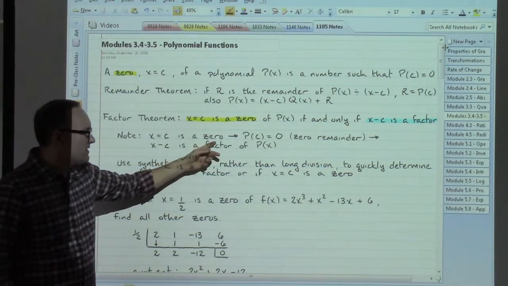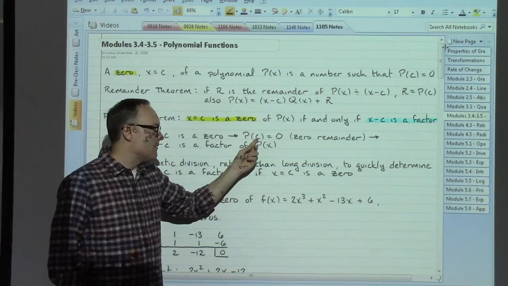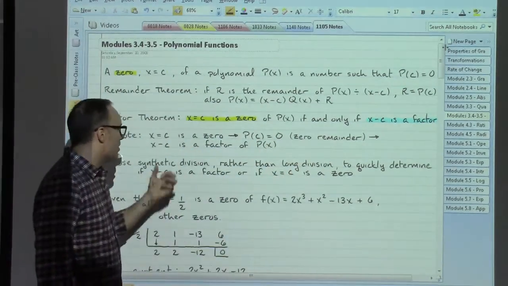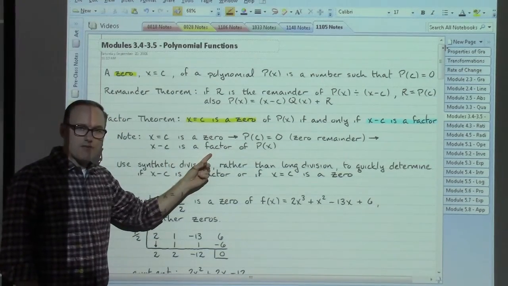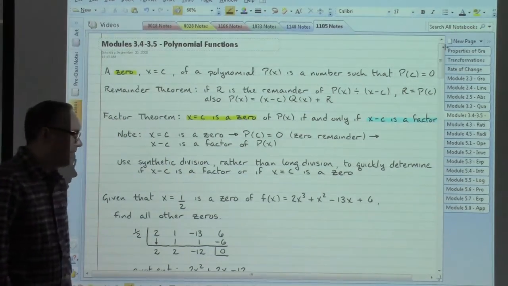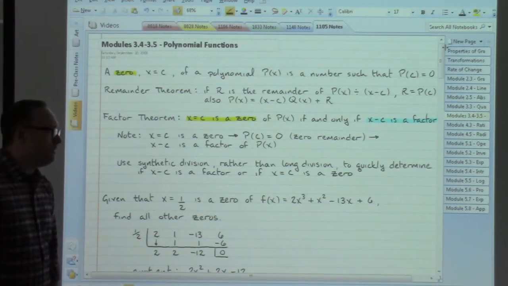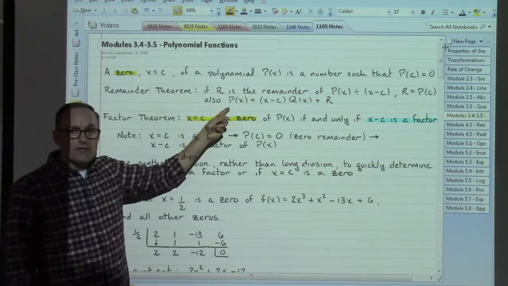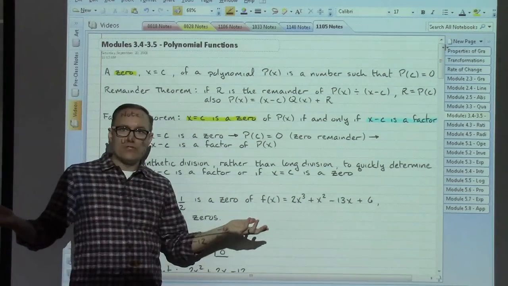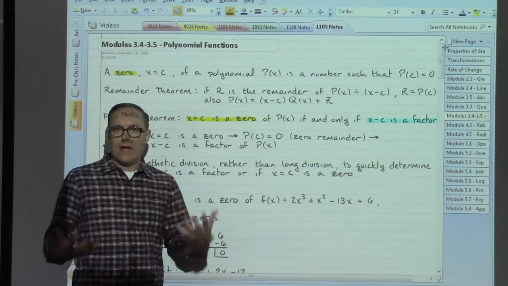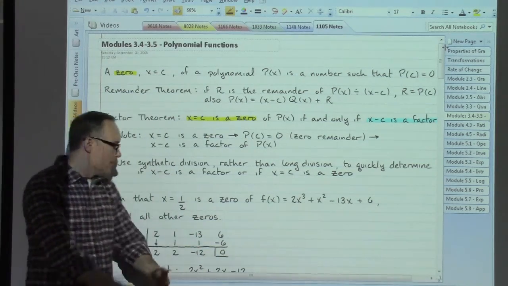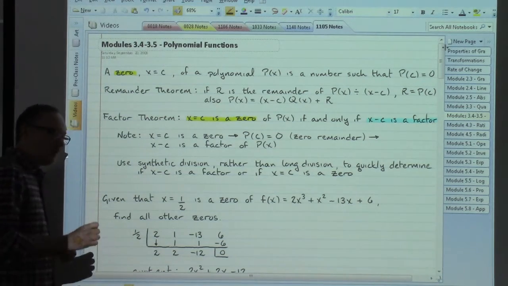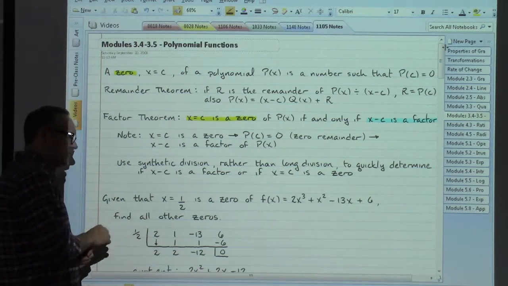So if x equals c is a ZERO, that means you plug that number into your function, you get 0, aka 0 remainder. That also means x minus c is a factor of your polynomial. Synthetic division ends up being a super helpful way for us to test this out. If we get a remainder other than 0, then we do not have that ZERO. We would not be able to build a nice little factor. So we want to go through a quick reminder about that synthetic division.